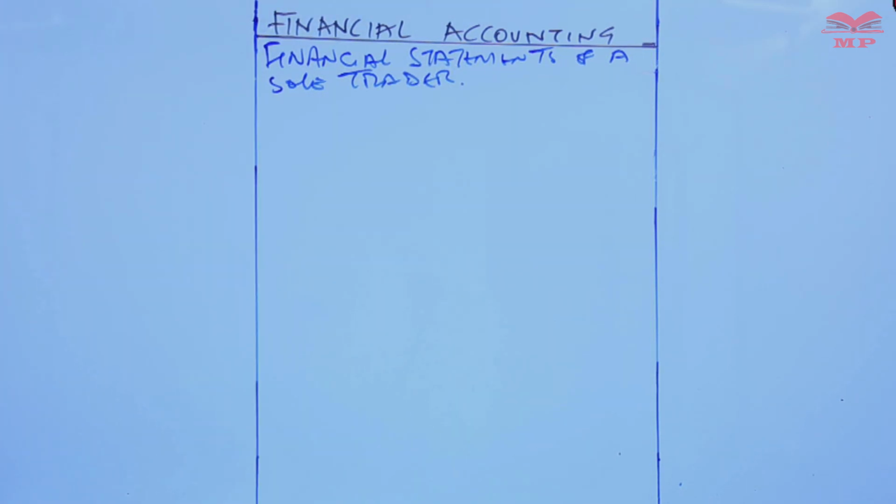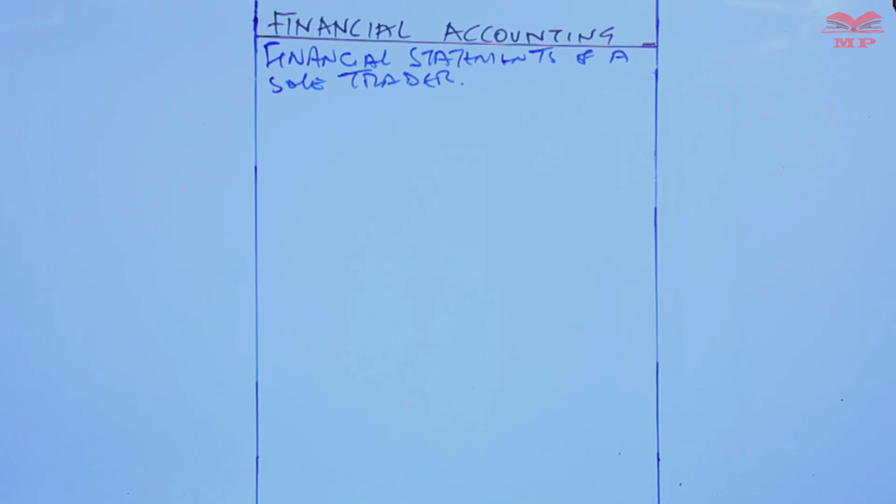Now, a sole trader, also known as a sole proprietorship or sole proprietor business, is a business owned and operated by a single individual. And the structure of this business is simple. It is simple to set up. It is simple to manage. But it may also come with certain financial reporting requirements.